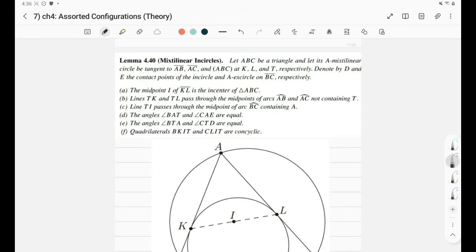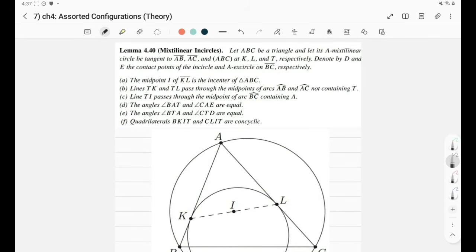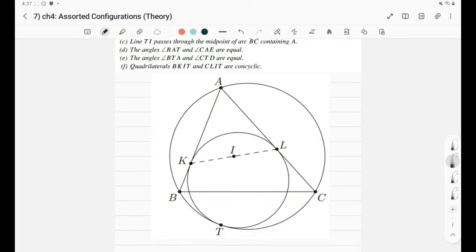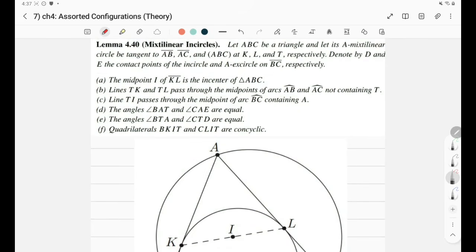Okay, we're done. Alright, our final configuration in this lesson is the Mixtilinear Incircles. What exactly are these? If you look at the diagram here, we have a triangle ABC, and you have the circumcircle, and you have this magical circle. Look at it. It's tangent to the circle at T, and to the two sides AC and AB at L and K. So it's kind of an incircle, but not tangent to BC, instead to the arc BC. And hence the name Mixtilinear Incircle.